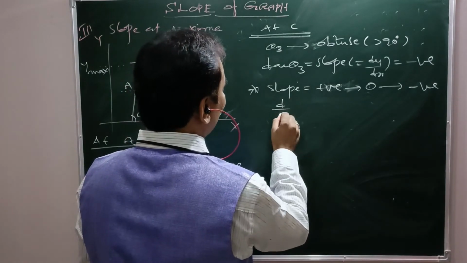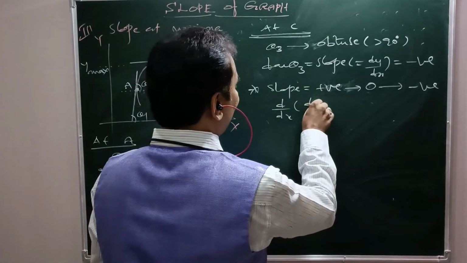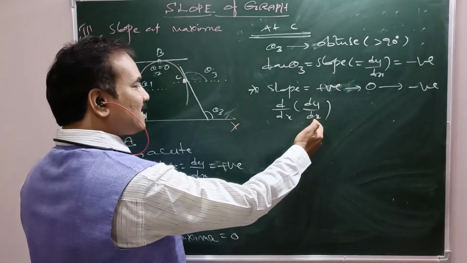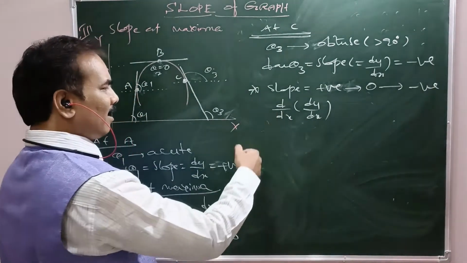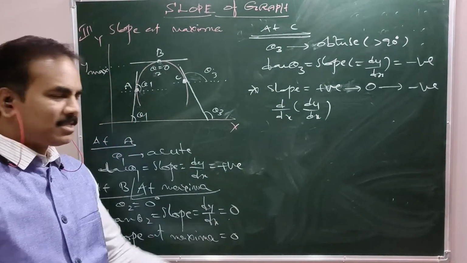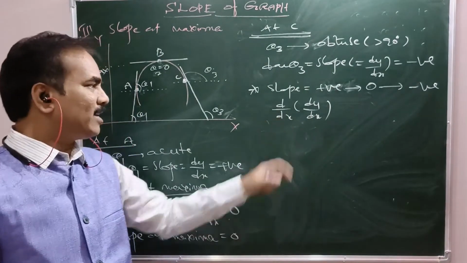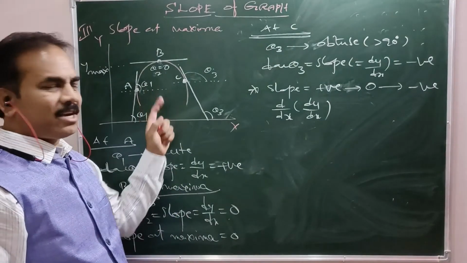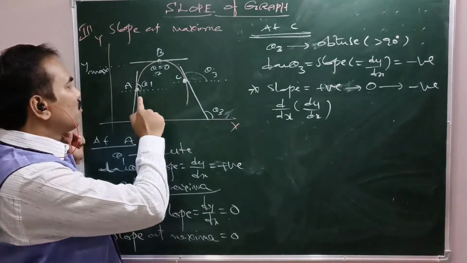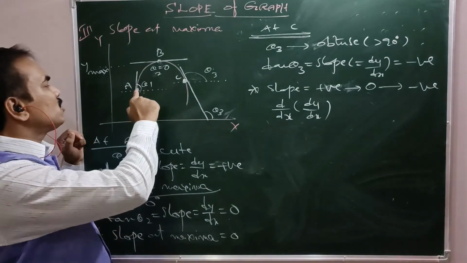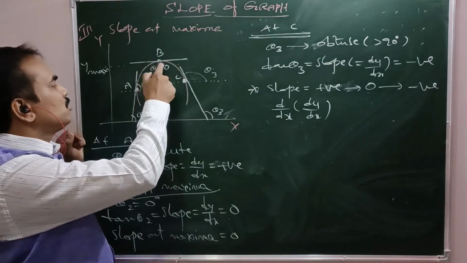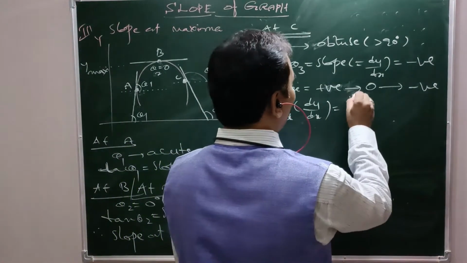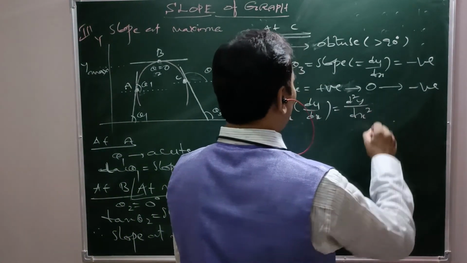So slope is decreasing. What is the inference here? d by dx of dy by dx. See, dy by dx means slope, but here d by dx of dy by dx means the rate of change of slope with respect to x. Right? As x changes, slope changes here. Slope is not constant. Why? Because it's not a straight line. So slope changes in such a way that it goes from positive to 0, 0 to negative. So d by dx of dy by dx means d square y by dx square. Alright.